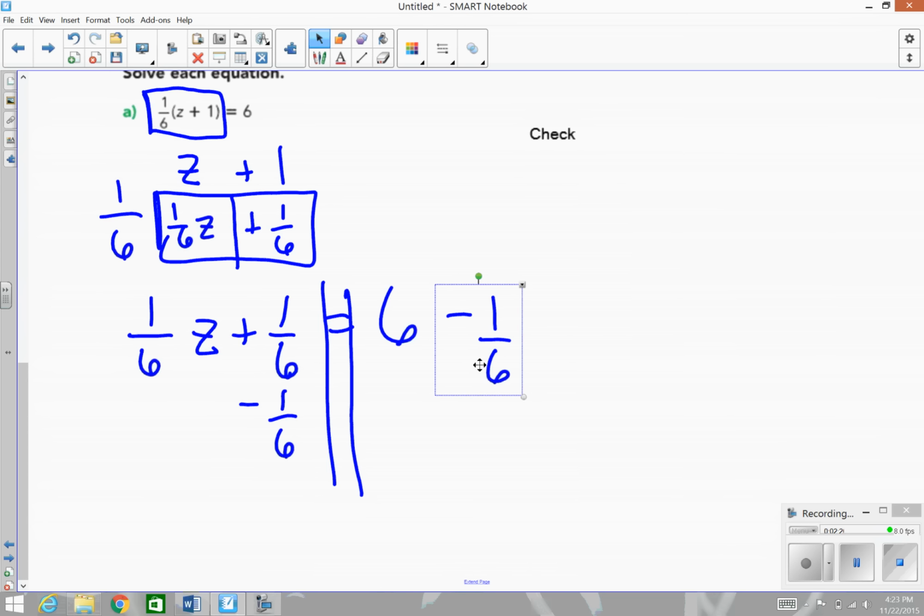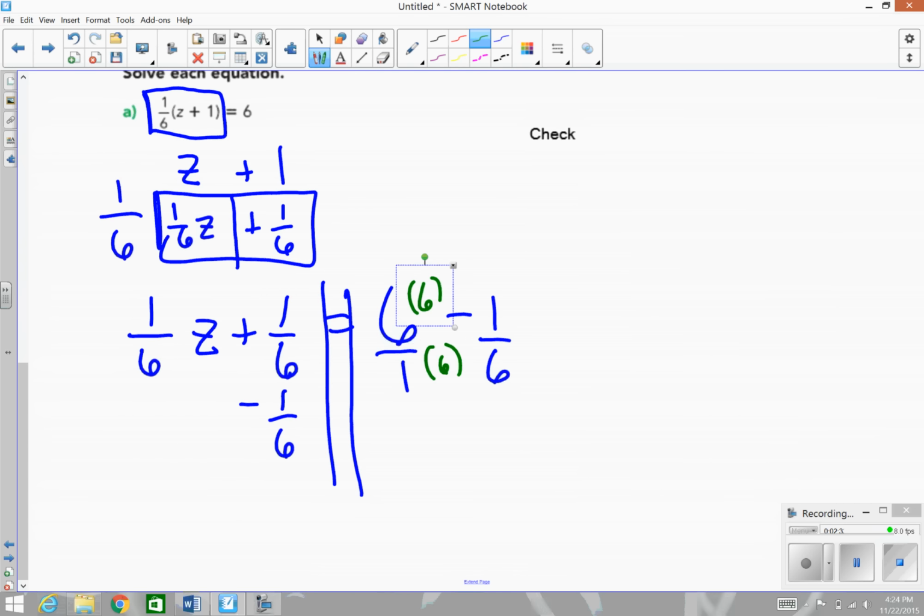Right now, this is really a 6/1. But I want this 1 to have a common denominator with a 6. So I'm going to go ahead and multiply top and bottom by 6. And I end up getting 1/6 z on the left-hand side. And then over here, this is a 36/6 minus 1/6, which gives us 35/6.